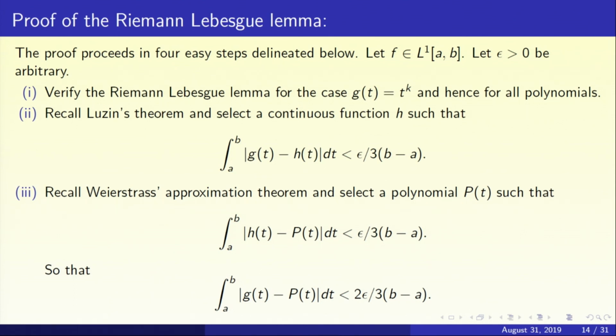So what is given to you? The function that's given to you is in L1 of AB. So let epsilon greater than 0 be arbitrary. The first thing is, let us verify the Riemann-Lebesgue lemma for the case when g of t is t to the power k. What are we supposed to check? Integral from a to b t to the power k sine nt dt goes to 0, and integral t to the power k cos nt dt goes to 0. We can directly integrate and we can check it.